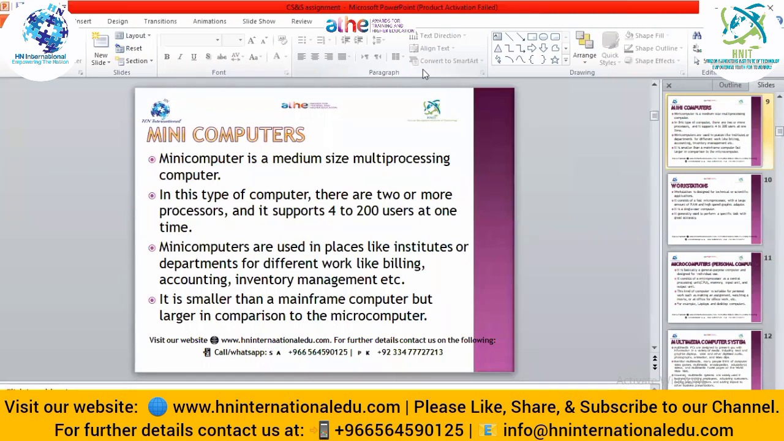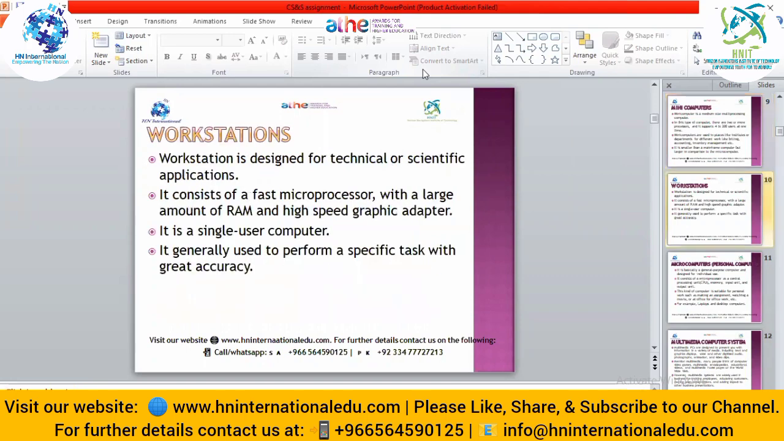It is smaller than the mainframe computer but larger in comparison to microcomputers. Microcomputers are the computers that we are using at our homes. So mainframe computers and mini computers can be used in a networking environment as a server.